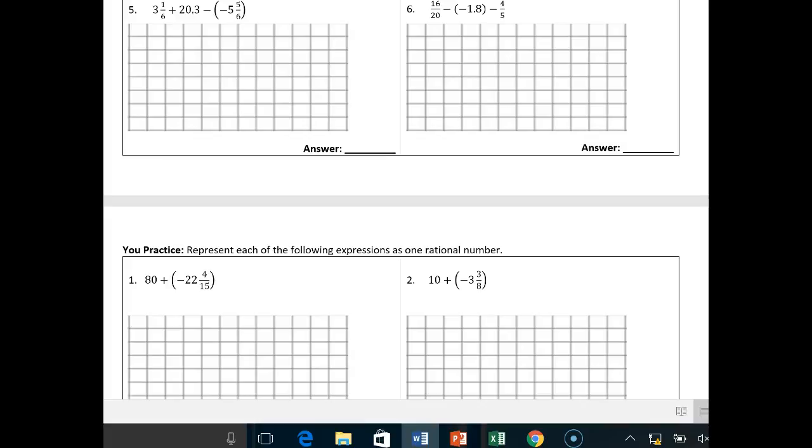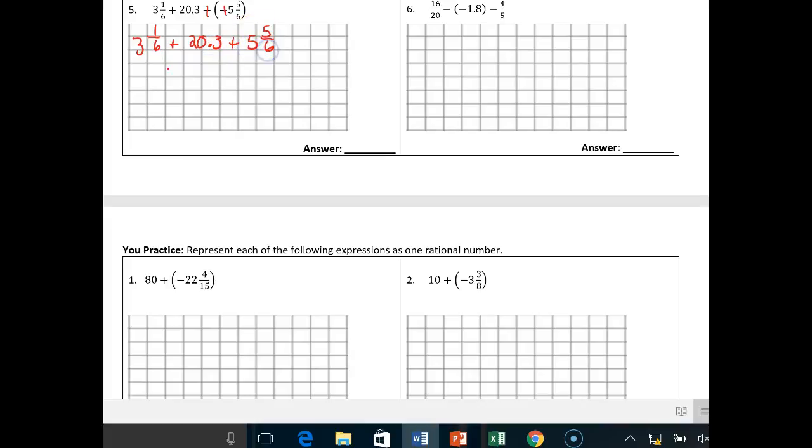Number 5, tough problem. First thing we need to do, scan for any subtraction signs. I see one, that becomes plus or positive. Let's rewrite this problem now. So I have 3 and 1/6 plus 20.3 plus 5 and 5/6.